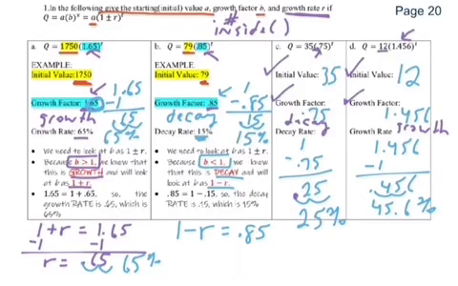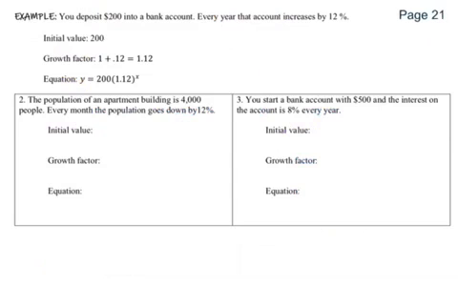And your growth rate would be 45.6% because, again, subtract 1, you get 0.456, and move your decimal 2 to the right. Going on to the next page is where we're looking at the word problems. Every time you do a word problem, I want to see a few things as far as the work goes.